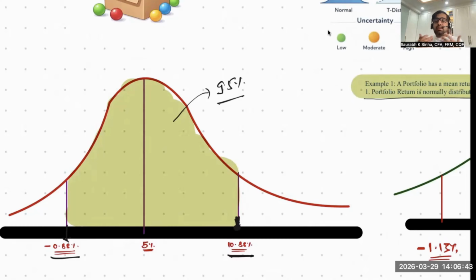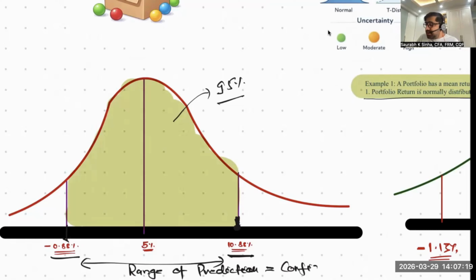Now let's speak in terms of prediction. I'm 95% sure that the portfolio return will be between negative 0.88% and 10.88%. That is the meaning of the prediction with the help of the normal distribution. So this is the prediction. See the range, the range is important here. That is the confidence interval. What is the confidence interval? The range of prediction is the confidence interval.